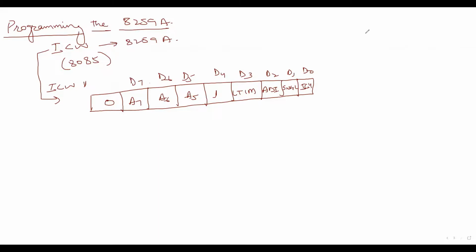So you have to remember, when we are putting the ICWs into the registers of 8259A, they have to be put in order.